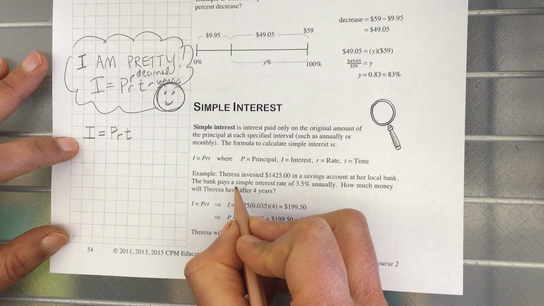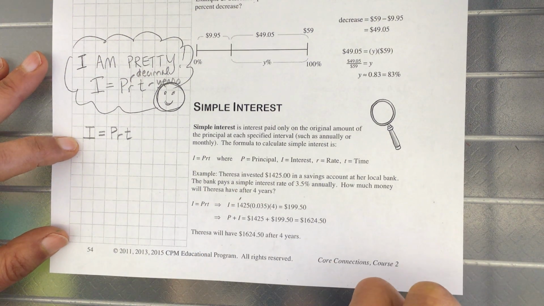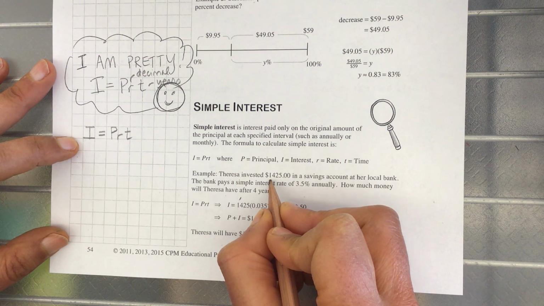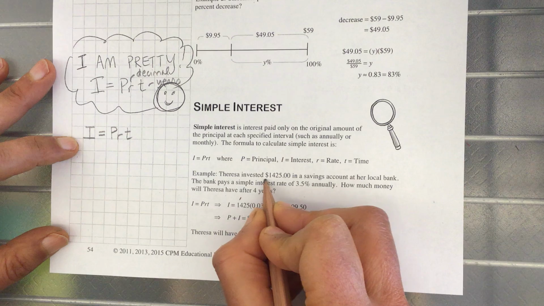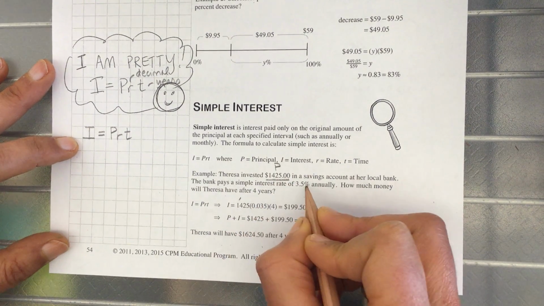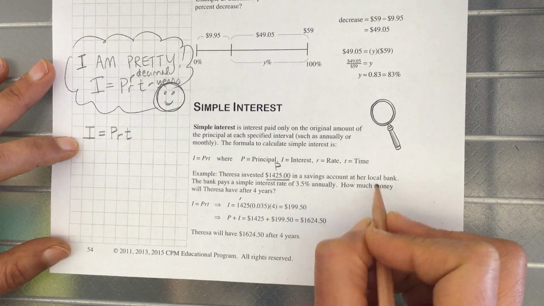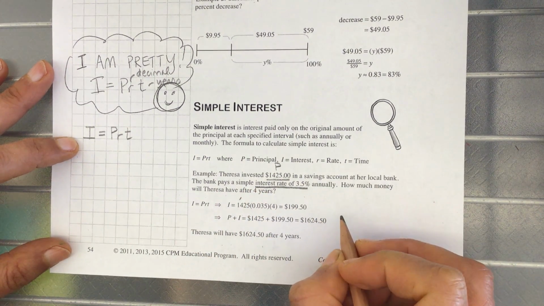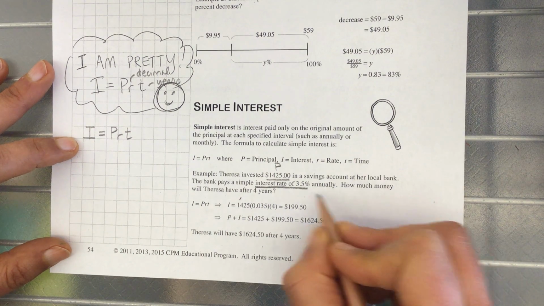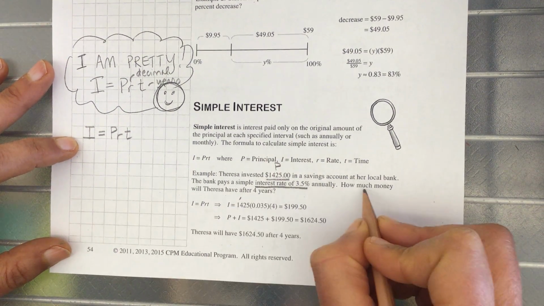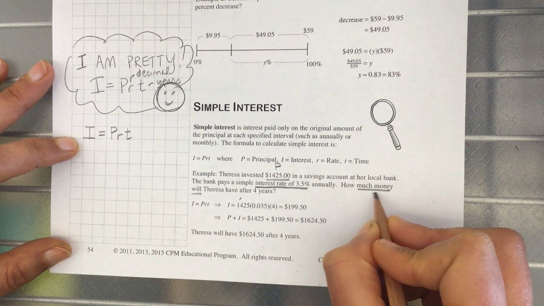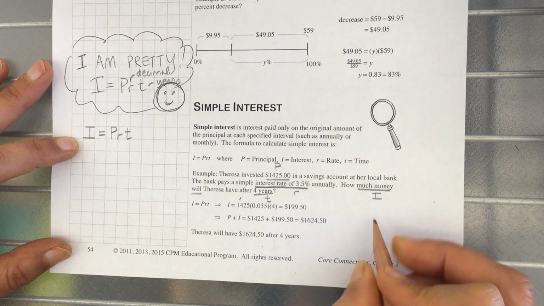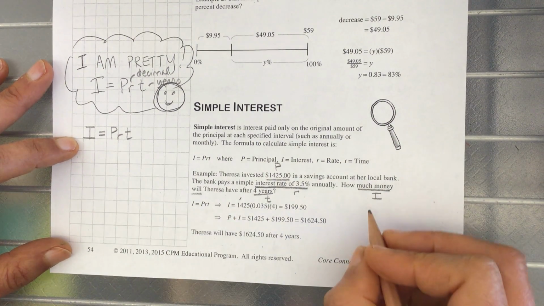And I'm going to read a second time, and I'm going to see if I can find these different pieces of information, also figure out what I need to find. Teresa invested $1,425. Oh, she invested this. This is the principal, so I'm going to put a P next to it. So she invested that in a savings account at her local bank. The bank pays a simple interest rate, so there's the rate, of 3.5% annually. And then how much money will Teresa have? That's going to be the interest she gets after 4 years. That's the time. So we have the rate here and the time and all the information. So we're looking to calculate the interest here.